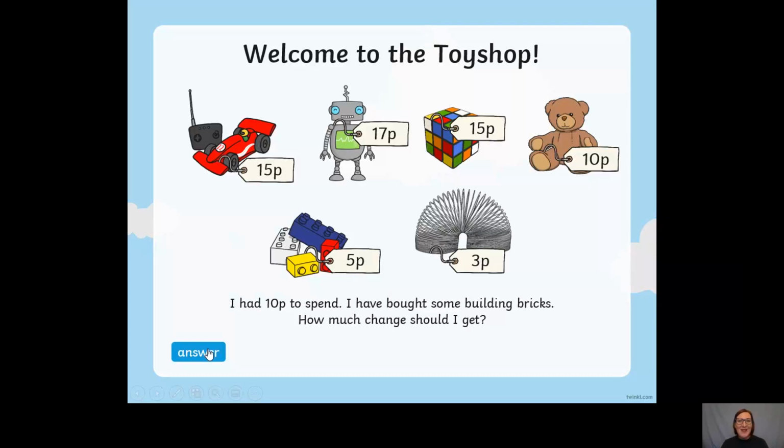I'm excited to see what you've got. Let's see. So we started with 10 pence and we subtracted 5 pence. How many should we have left? Excellent. Did you get the same? That's fantastic. 10 pence take away 5 pence gives me 5 pence.